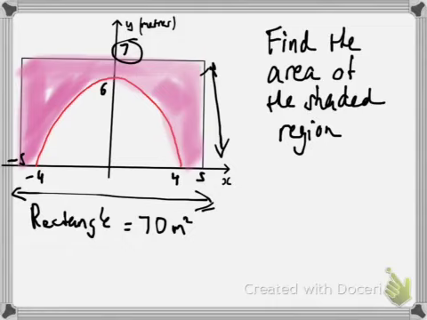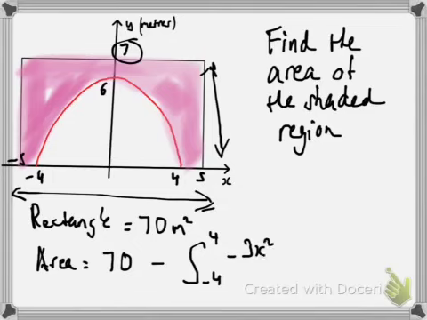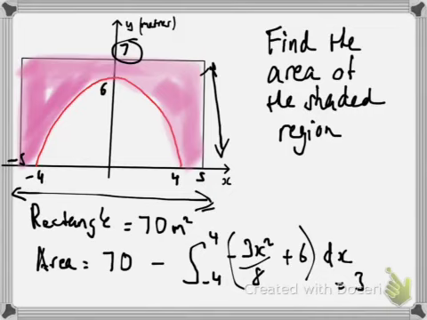Now, we're going to subtract from that the area under the red curve, so we get area equals 70, which is the area of the rectangle, minus the integral from negative 4 to 4, it's above the axis, of negative 3x squared on 8 plus 6 dx. And we can put that straight in the calculator as is, and the area that we end up getting is 38 square metres. Please try that for yourself. Pause the video now.